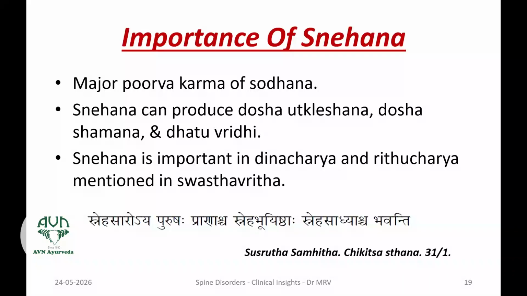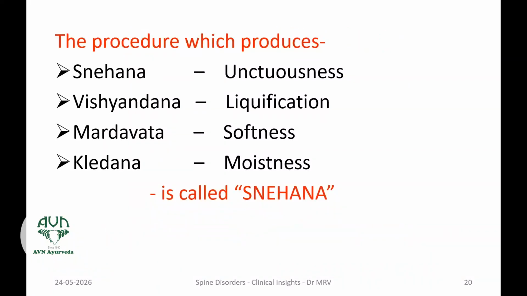Next. Snehanam, Vishyandanam, Mardavam, Kleda. These are the four qualities of a Sneha dravya. Then indications of Sneha. I think I need not explain all these things. These are all textual references. All these things are very important because when we choose a treatment, we have to see the artha and anartha of patients. That is very, very important.